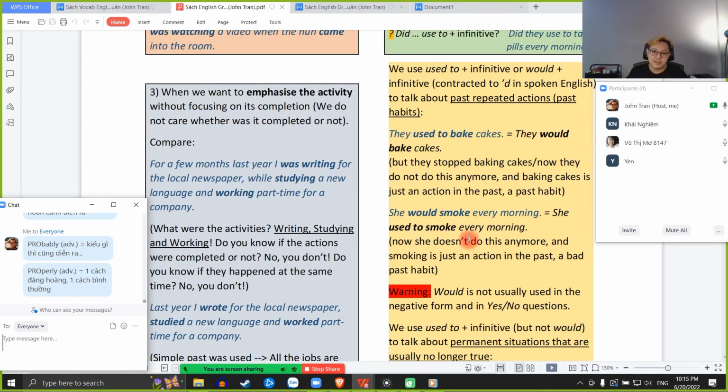She would smoke every morning. Cô này đã từng là hút thuốc mỗi buổi sáng. Nó sẽ bằng là she used to smoke every morning. Nhưng mà đương nhiên bây giờ cô không còn làm điều này nữa rồi. She doesn't do this anymore. Và smoking, hành động hút thuốc, nó chỉ là một hành động trong quá khứ thôi. Hay là một cái past habit, một cái thói quen xấu trong quá khứ, a bad past habit.